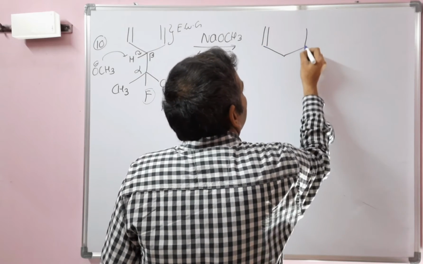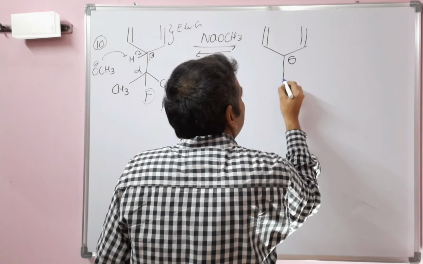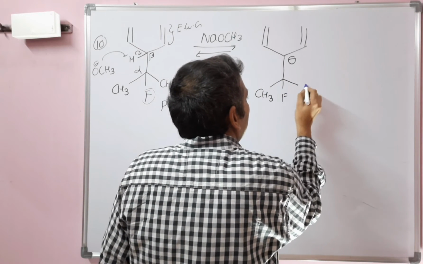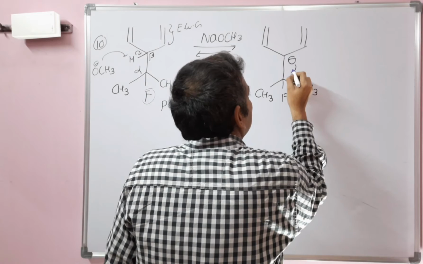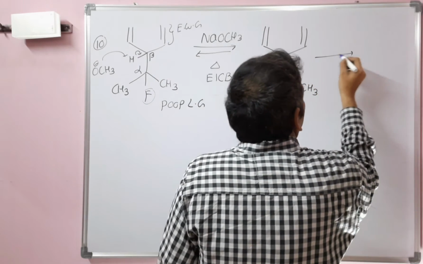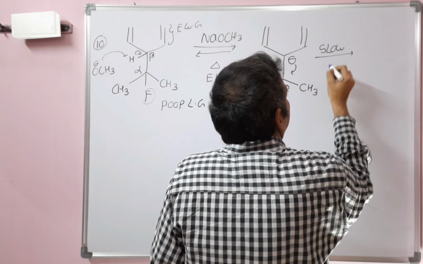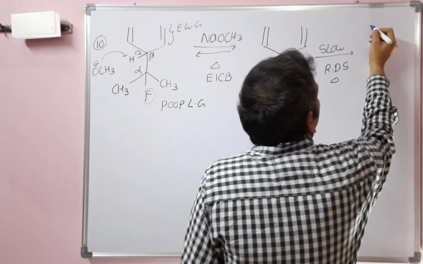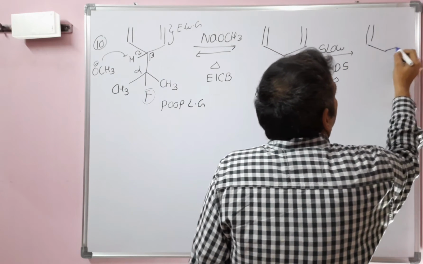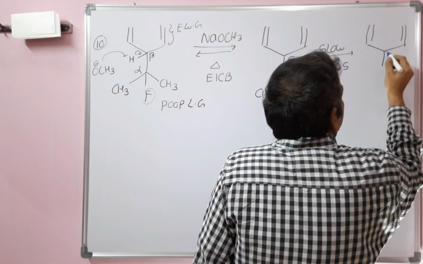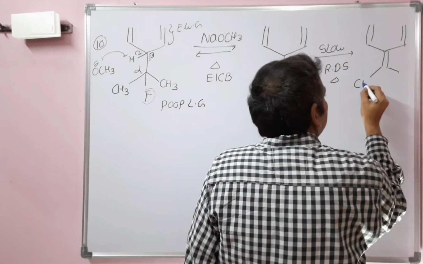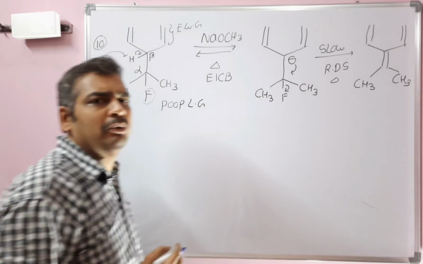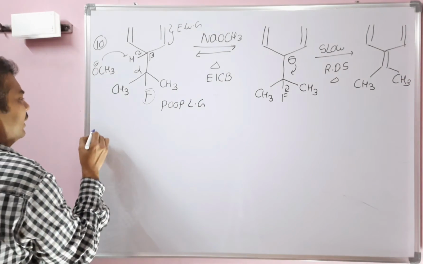This is the carbanion that is obtained in this reaction. Later, expulsion of the leaving group will take place. This is a slow step at high temperature, the rate determining step. So this is the product that is obtained in the E1CB reaction. This is an example of E1CB. Why? Because of a poor leaving group and an acidic beta hydrogen.